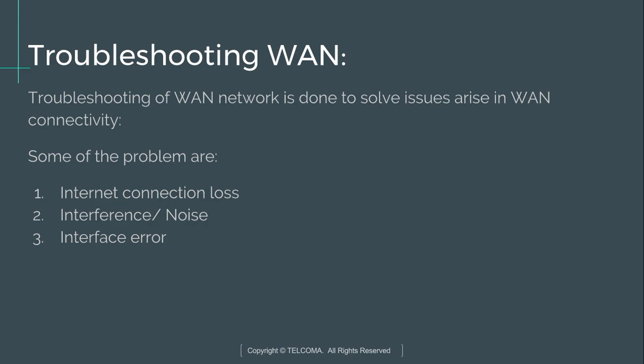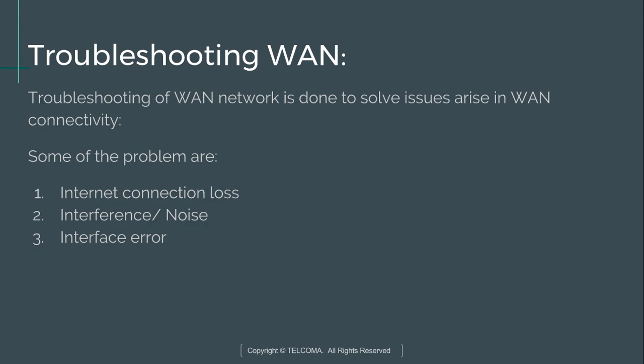The next is interference or noise. Here the interference is from EMI sources, that is, electromagnetic interference, and this interference occurs during installation or during changing connections. So we have to make the changes properly to reduce the interference and noise in the network.